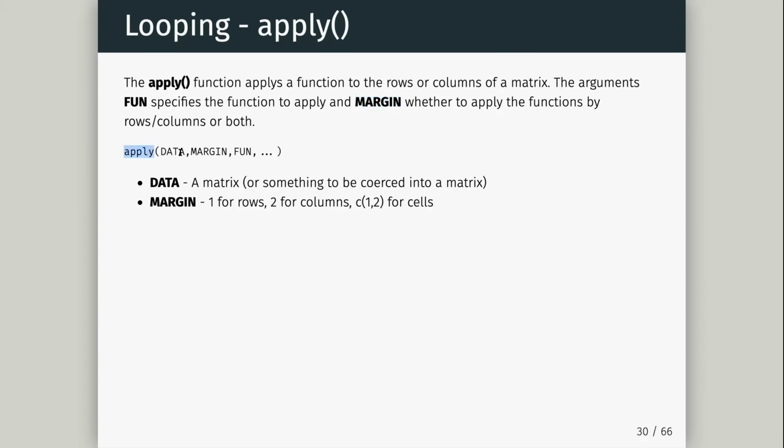So here we have apply. This is the matrix, the data frame we give it. This is whether or not we want to work on 1 for rows, 2 for columns, or individual cells. We'll give it a vector c(1, 2). And then this is the actual function we want to apply. I'm going to describe what goes here in the next few slides.